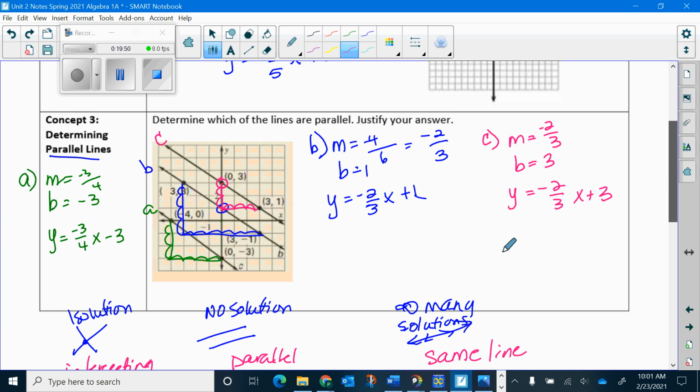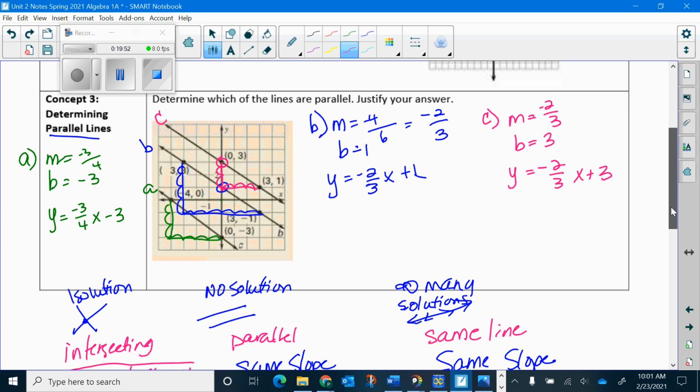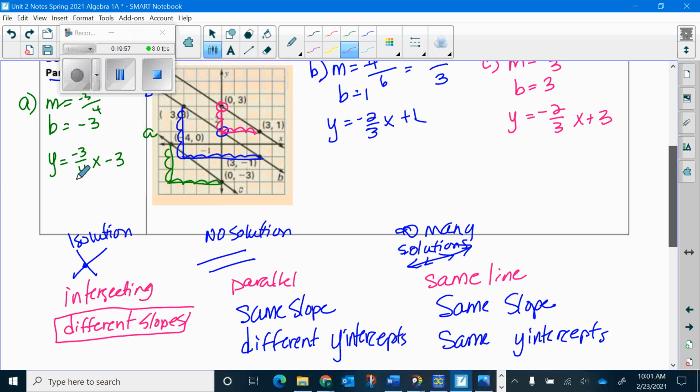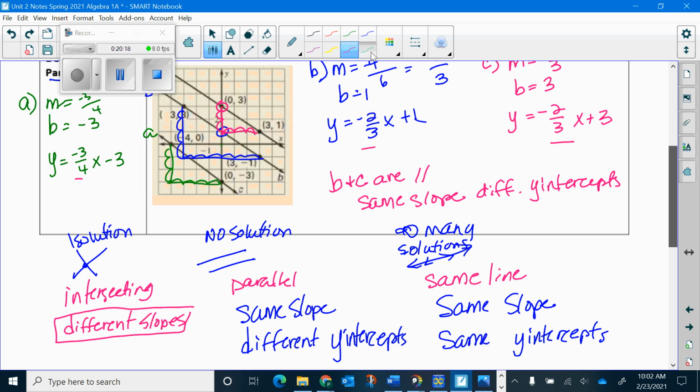So now I can compare them, and I want to know which ones are actually parallel. Parallel means they have the same slope and a different y-intercept. So -3/4, -2/3, and -2/3. I'm going to tell you that B and C are parallel because they have the same slope and a different y-intercept. And I'm going to put a box around it. There you go.